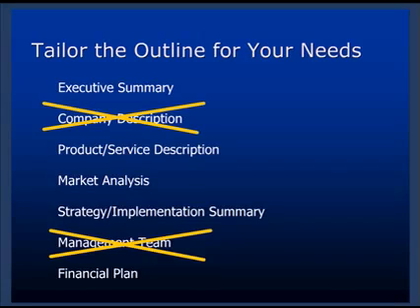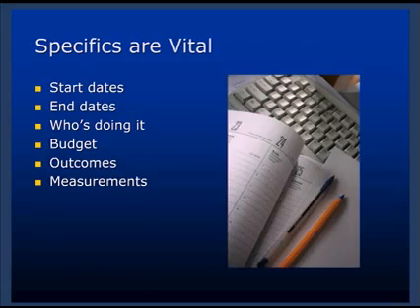One very important point for making a business plan useful, too often overlooked, is that that plan should be specific. You want to actually list activities with start dates and end dates, who's responsible, what's the budget, what should the outcomes be of these activities, and how are they going to be measured. That's critical for a useful business plan.